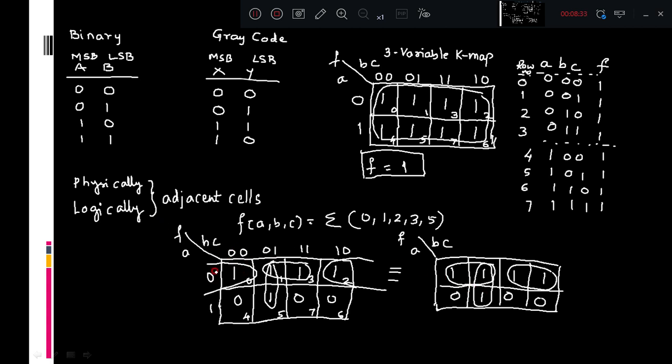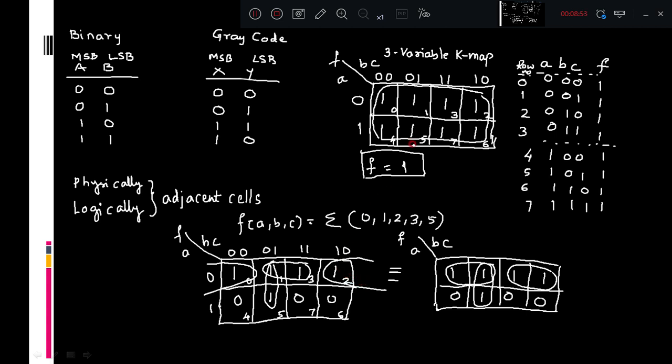Logically adjacent means there should be 1 bit change. So 0 0 0 and 0 1 0, if you observe there is only 1 bit change, so we can group 0 and 2. These are logically adjacent cells in this particular example.